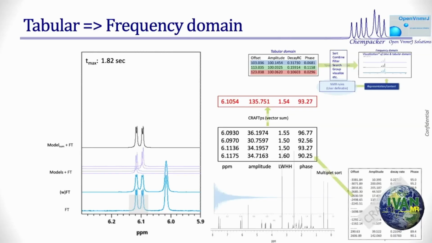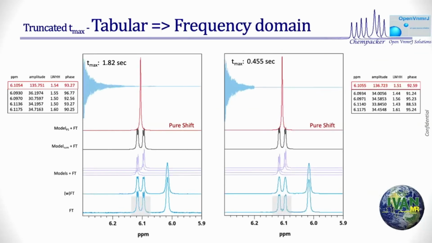There is a single vector now. I simulated. That's a singlet. All of a sudden, I did a pure shift. I did a pure shift without doing a pulse sequence change. That's the beauty of it. Now, what happens in a truncated FID? I have a truncated FID, 2 pure shifts. That's 1.82 seconds. This is 455 seconds. Look at the red lines. They are pretty much the same. Whether I'm a truncated FID or not, the peak height is the same.